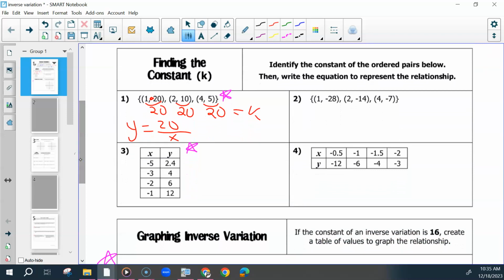Alright, let's do one of the tables. For number 3, again, multiply them. Negative 5 times 2.4, what would that give us? Negative 12. Negative 3 times 4. Negative 2 times 6. And negative 1 times 12. So the k value is the same for all of them. So we would write that y equals negative 12 over x. Questions on how we find our k value so far?